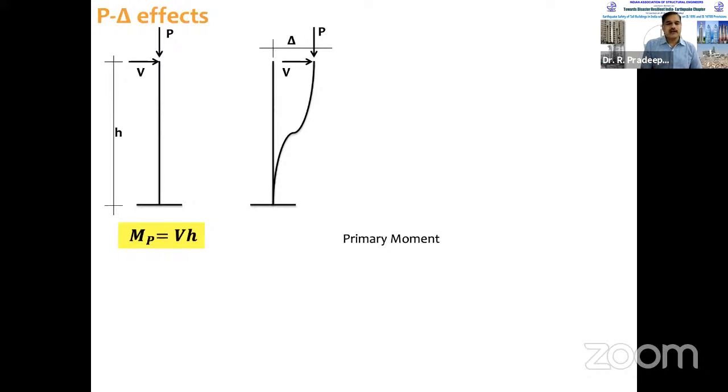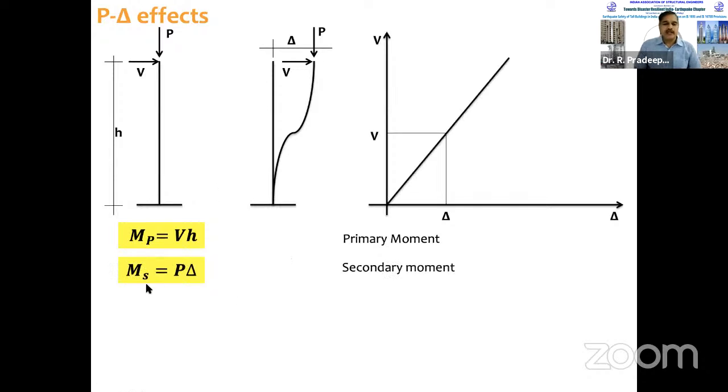Now let's look at this MP, the primary moment, which is V multiplied by H. But because of this V, if delta is the lateral deformation, an additional moment will get generated at the base, that is the secondary moment, MS. Primary moment plus secondary moment is equal to total moment. MT is equal to VH plus P delta. This is under the double curvature assumption. If cantilever bending action is there, it is a single curvature. I'm not discussing that right now. So in P delta, the total moment is VH plus P delta.